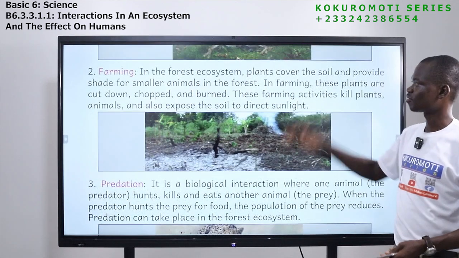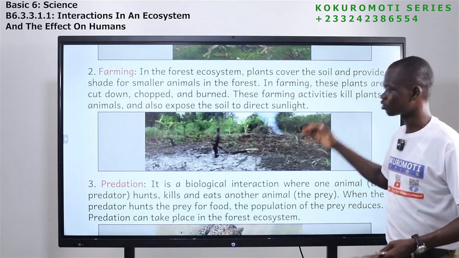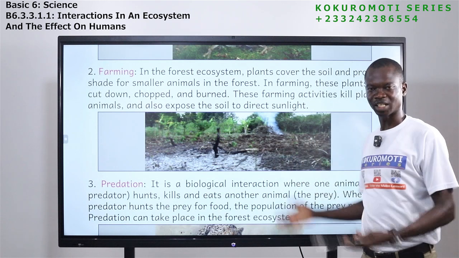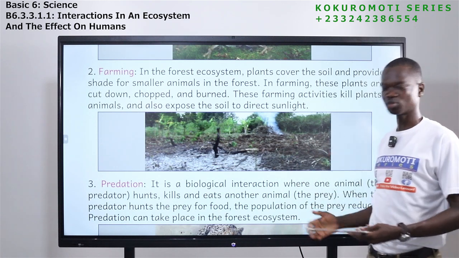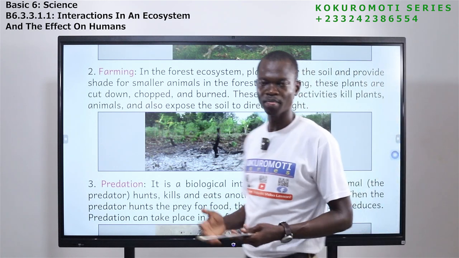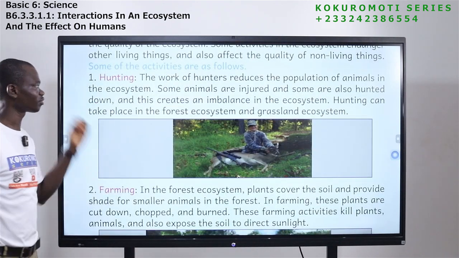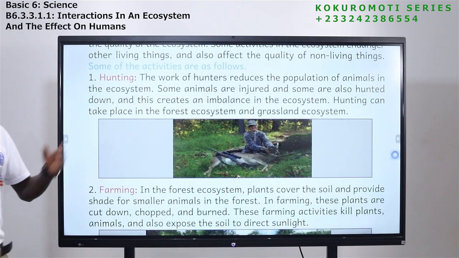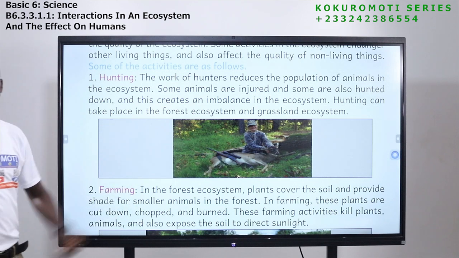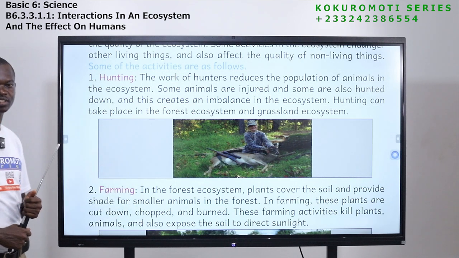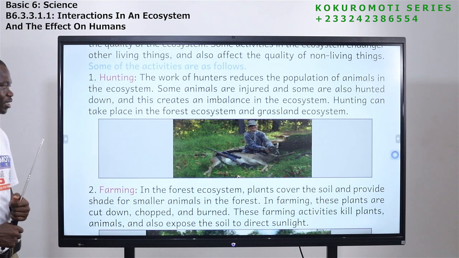When you come here, because of farming activities, some living things will die. Some too, they will lose their natural home. That is the effect. Here too, hunting activities kill or reduce the population of animals in the forest or in an ecosystem.